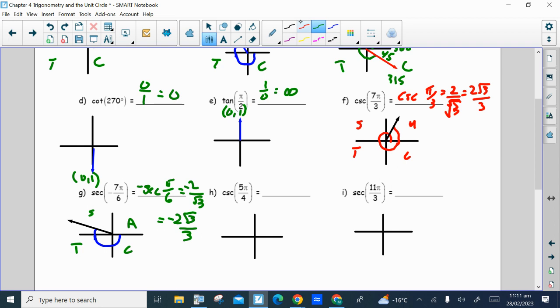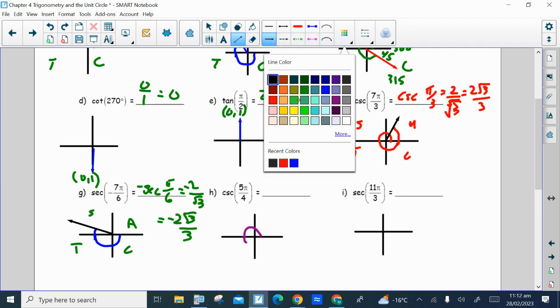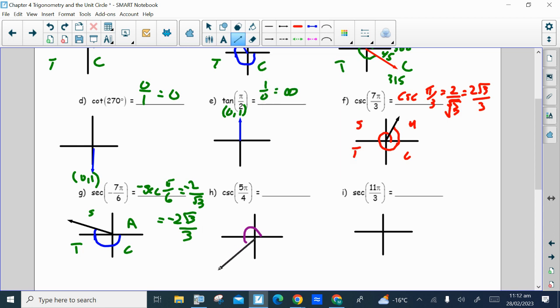The cosecant of positive 5 pi on 4. So you're going 5 pi on 4s in a positive direction, which is counterclockwise. Halfway around the circle will be 4 pi on 4s. We need to do one more. And remember, pi on 4 is the same as 45 degrees. So we're going 45 degrees past pi.